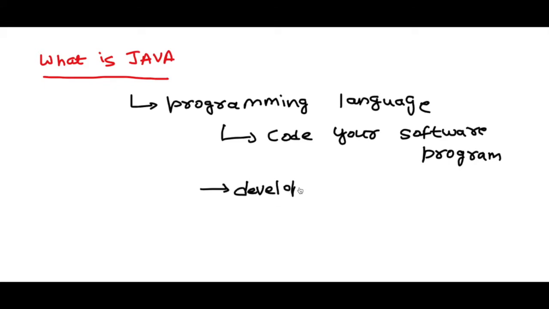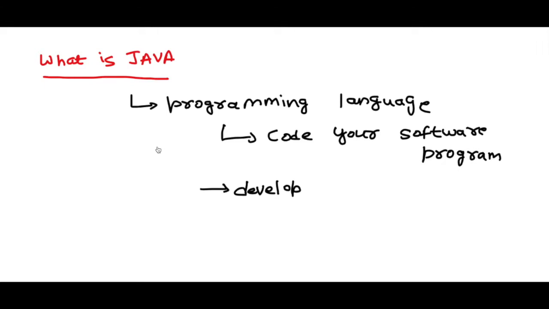Developers will use one of the programming languages to do the coding, to develop the software program, and Java is one of those programming languages. There are other programming languages also available. Let's say there is C, C++, Python, Golang. So there are many programming languages available, and Java is also one of the programming languages which you can adopt, which you can use to code your program.